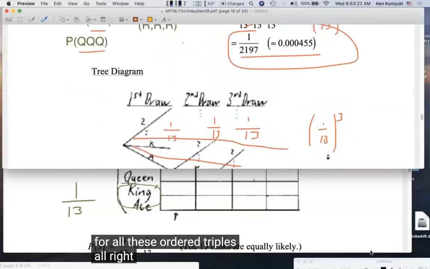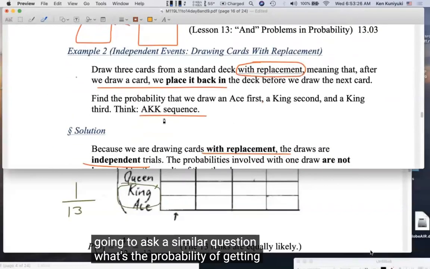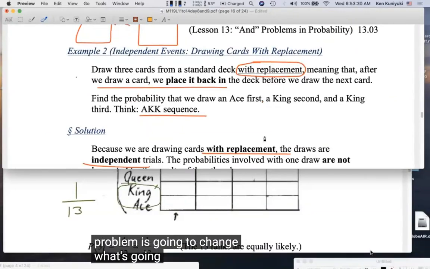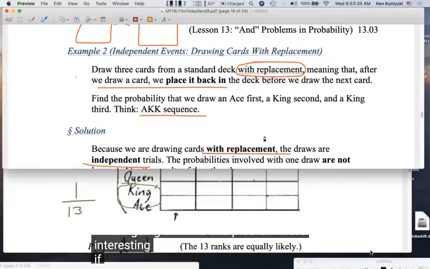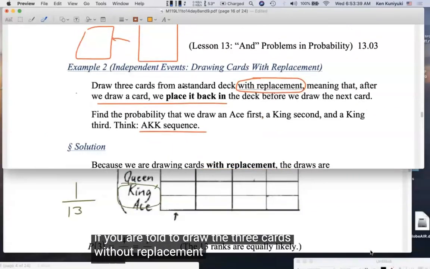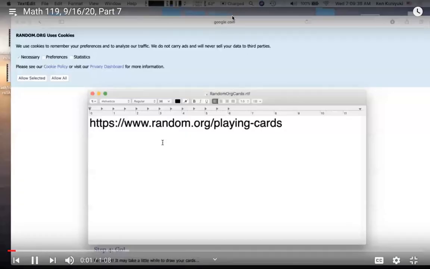All right. Now, in the next example, we're going to ask a similar question. What's the probability of getting the sequence? But how do you think the problem's going to change? What's going to make this problem more interesting? If you are told to draw the 3 cards without replacement, every time you take out a card, it stays out. All right, let's go to random.org.